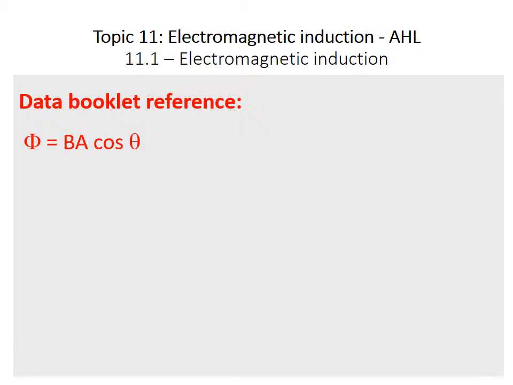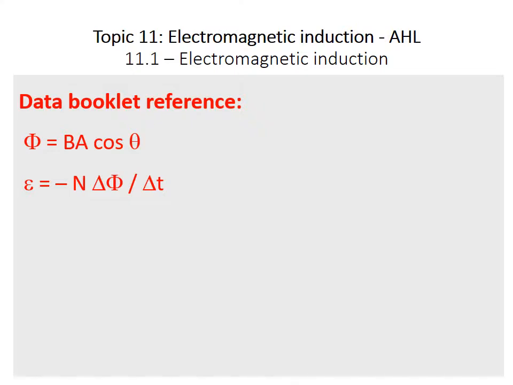It's a vector. A is the surface area of your loop, and it has an orientation, so it's also a vector. Cosine of theta is the angle between your B field and the surface area, or the area inside of the coil. We have the induced EMF equation. This is Faraday's law of induction equation.